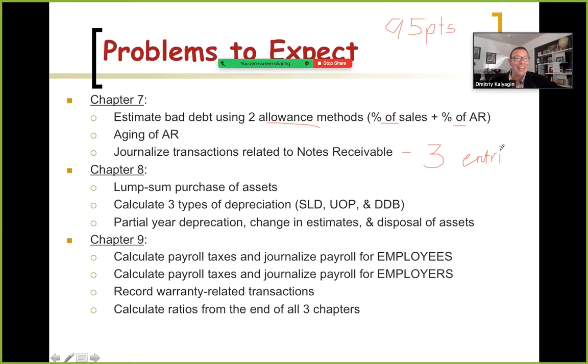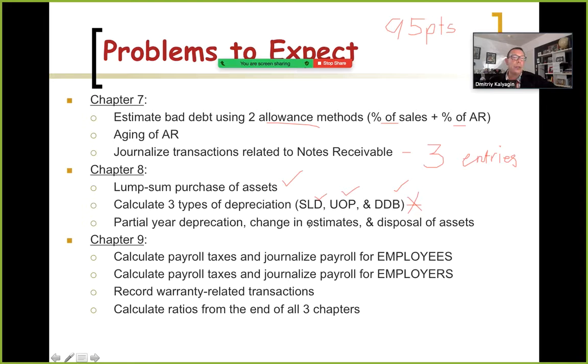That's chapter 7. In chapter 8, there was a lot of stuff, but I'm only going to ask you to do the lump sum purchases of assets, when you are purchasing 2 or more long-term assets with one transaction, and you have to allocate the amount of money you spent to each asset. You will have to use 3 types of depreciation methods and show me how to calculate depreciation per year: straight line depreciation, units of production, and double declining balance. A lot of points come from this problem, lots of points. And then partial year depreciation.